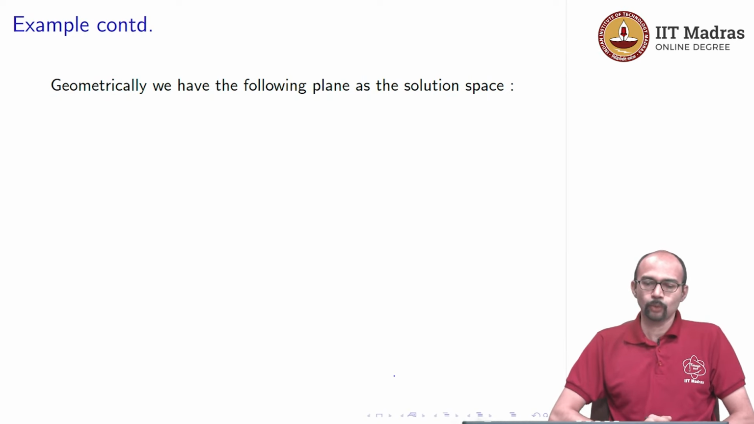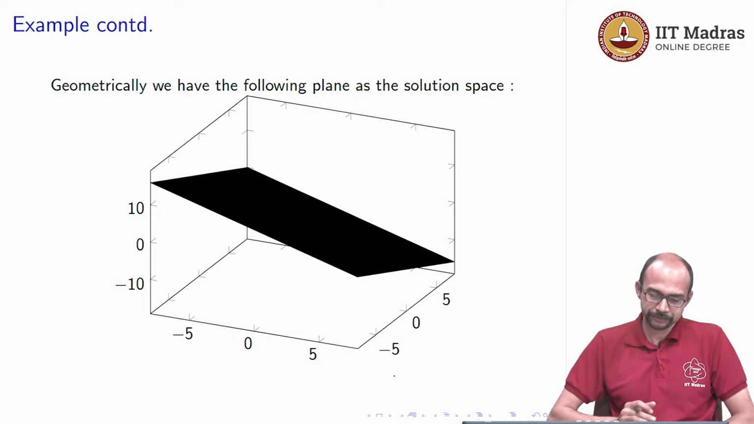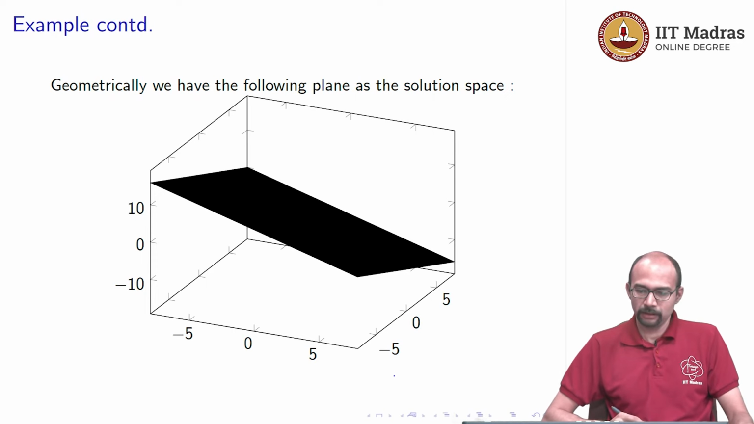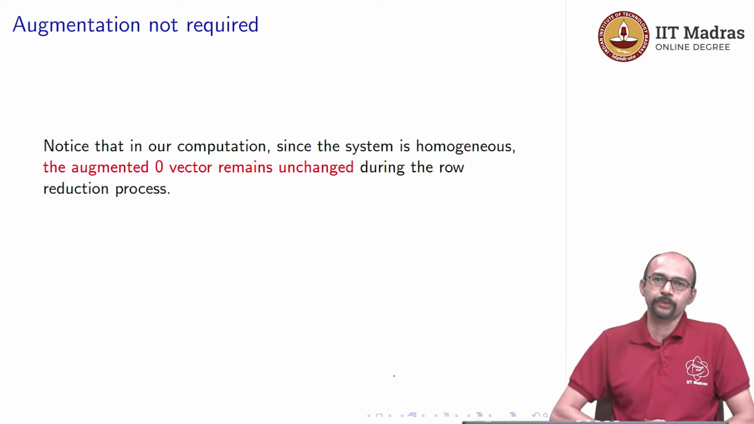Okay. So, what do we have geometrically? Geometrically, this is what we get. This is the plane x plus y plus z is equal to 0. Fine. So, I will just make a remark before we do another example.